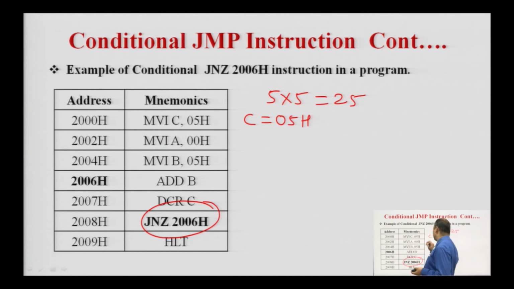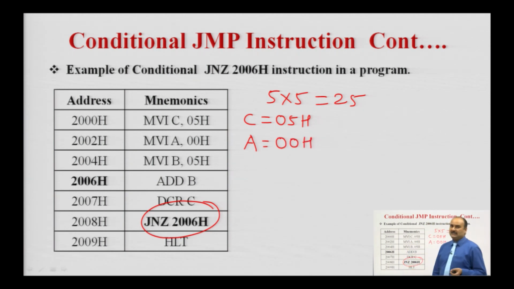So, C is equal to 05. After the execution of this instruction, the content of C register is 05. Then the next instruction is MVI A, 00H. After the execution of this instruction, the content of A is 00H.